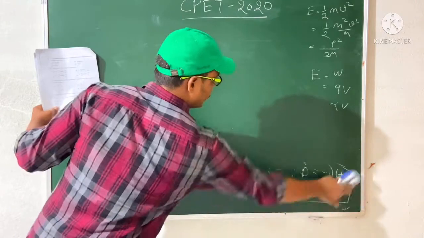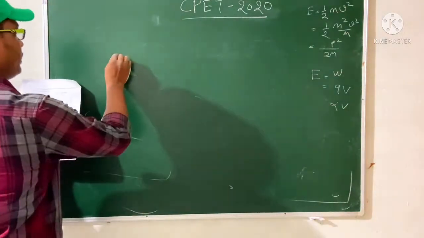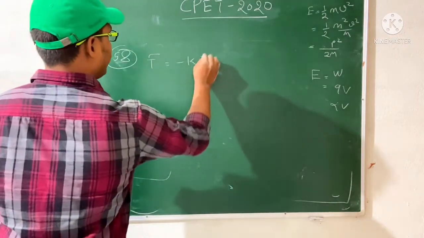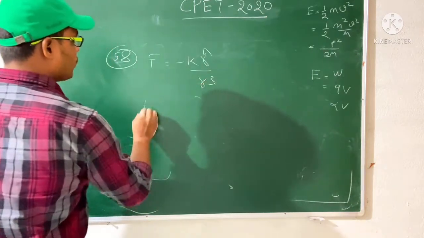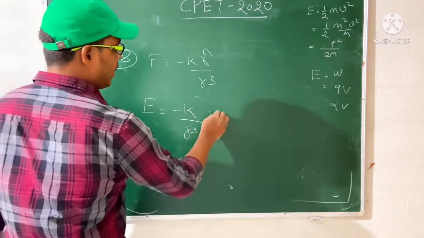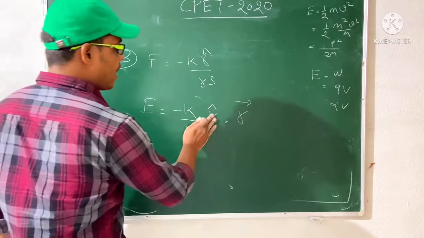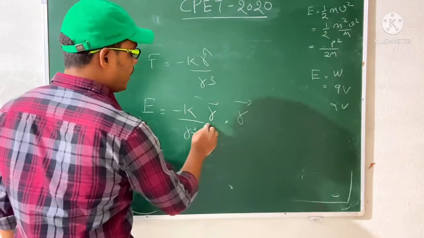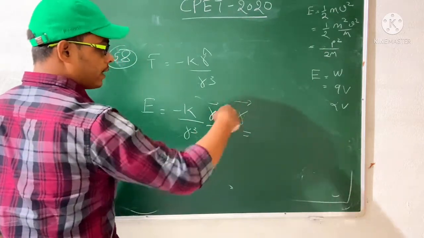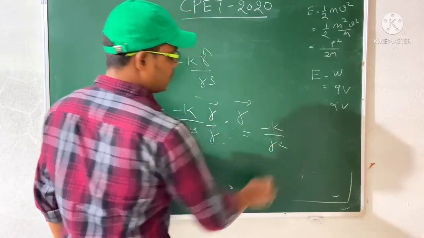Question number 58. So the force is given. This is minus k r cap by r cube. Then the energy is minus k by r cube into r cap dot r vector, right? So remember what is r cube, r cap, that is r vector by r magnitude. So you solve this, r cap into r cap, that is r magnitude square, then there is the fourth term, so the answer is minus k by r square.